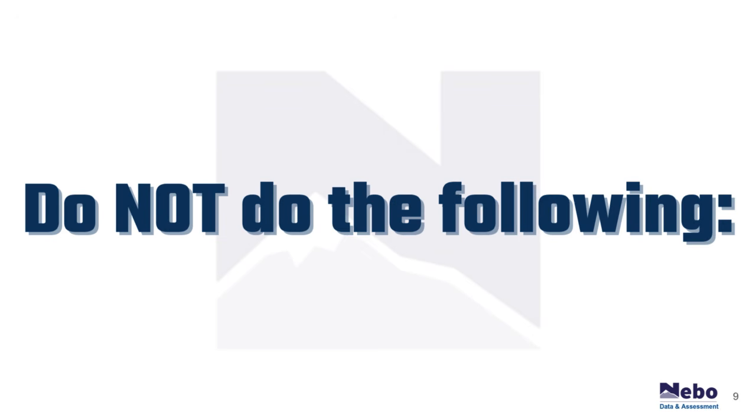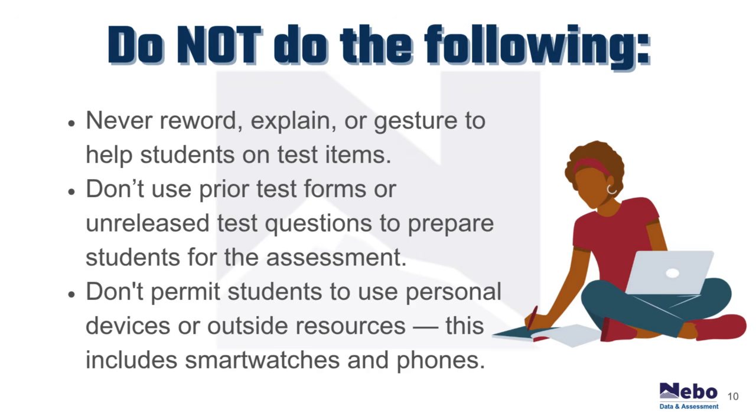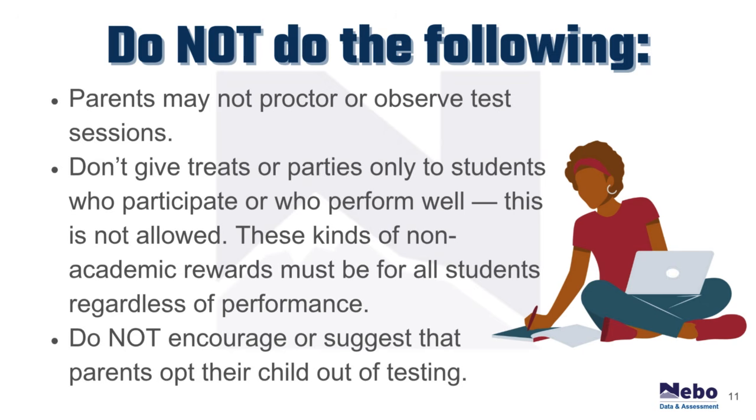Also, in a minute, you will read the complete list of things that are prohibited and we must not do. But for now, some examples include: never reword, explain, or gesture to help students on test items. Don't use prior test forms or unreleased test questions to prepare students for the assessment. Don't permit students to use personal devices or outside resources. This includes smartwatches and phones. Parents may not proctor or observe test sessions.